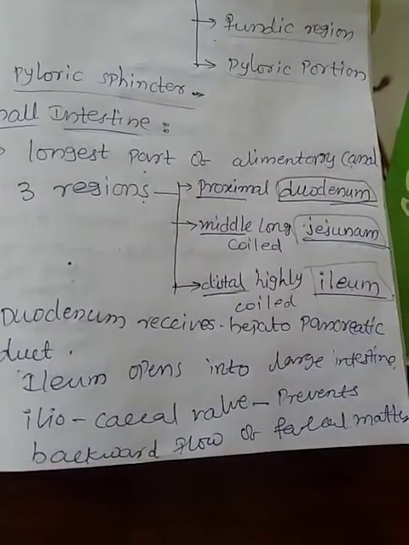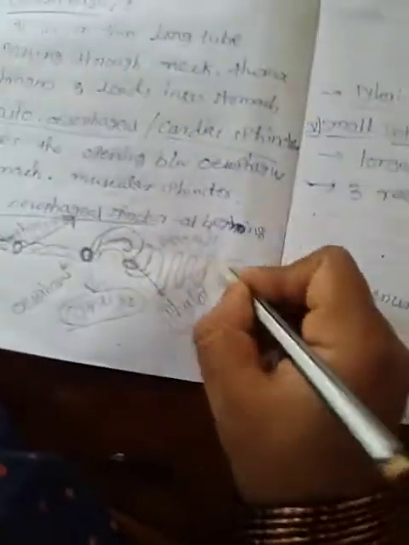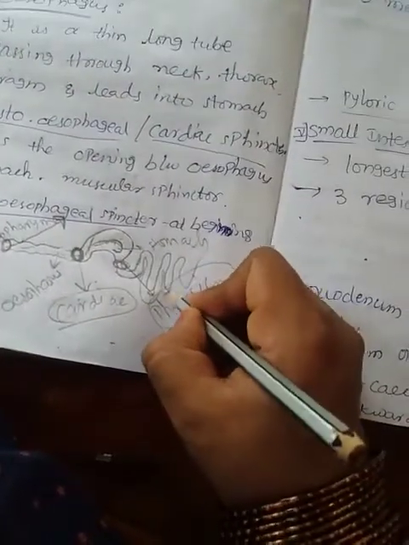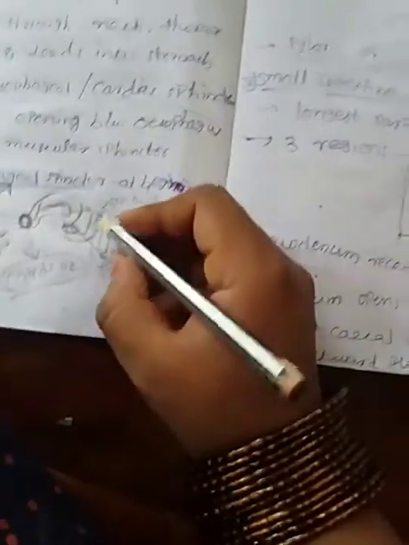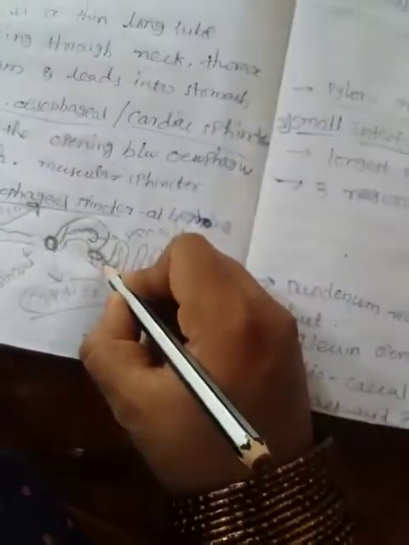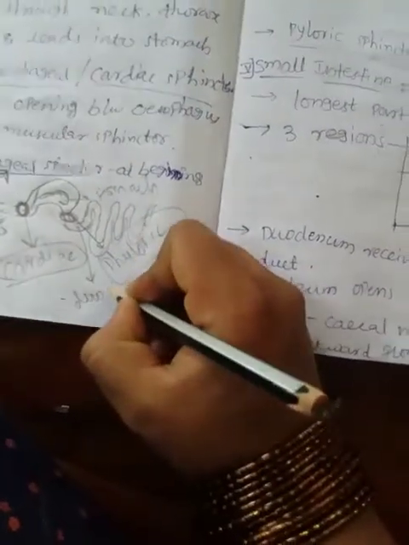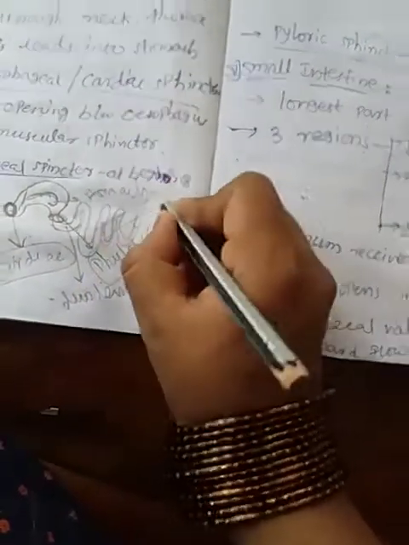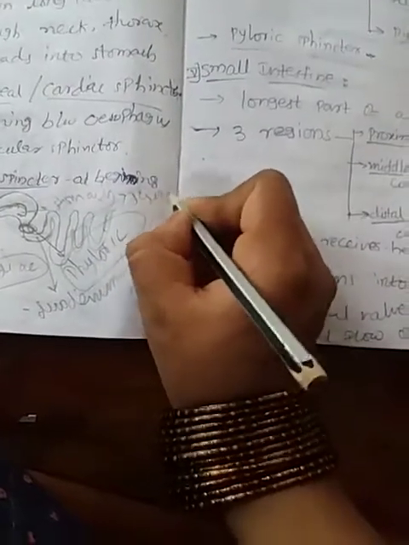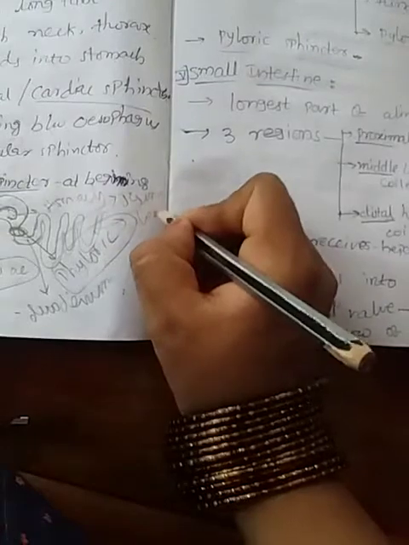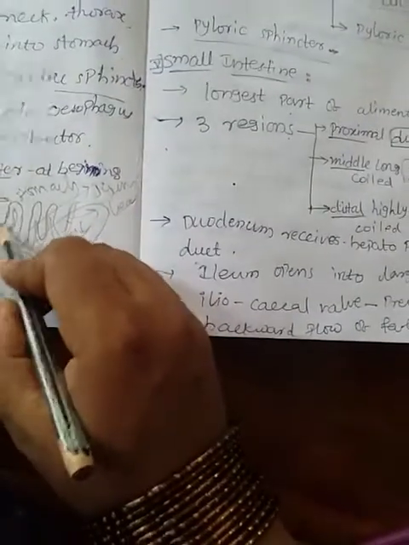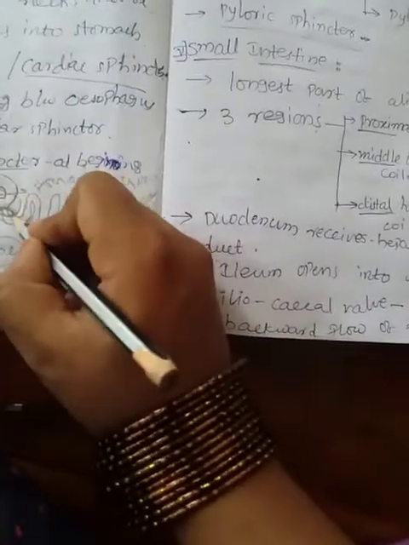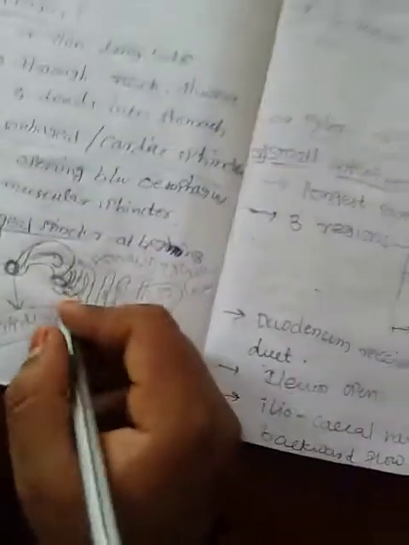Duodenum receives the hepatopancreatic duct. Here the small intestine is just like this. This is the duodenum, this is the jejunum and the last part is the ileum. At the place of the duodenum, one duct is coming. This duct is the hepatopancreatic duct.